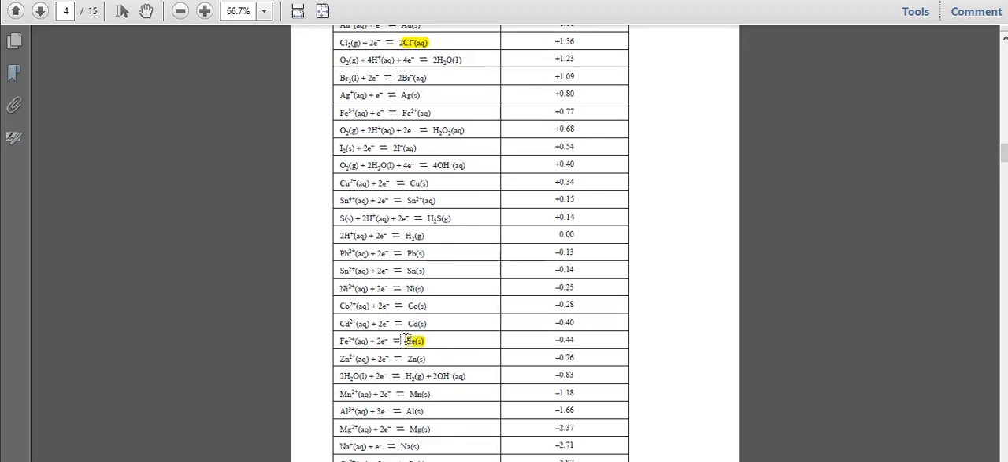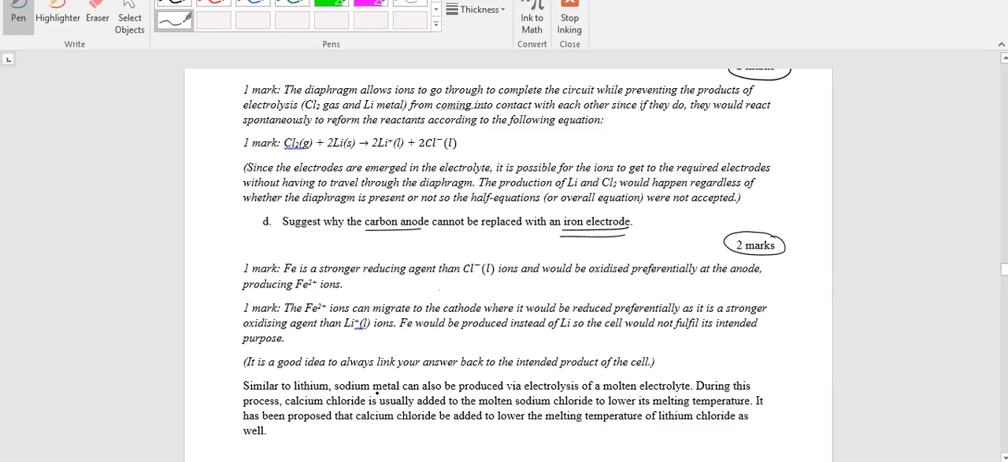I think a lot of people get the first mark for pointing out the fact that iron is a stronger reducing agent than chloride ion. So if you use iron as the anode, it is going to be oxidized into Fe2+ ions. So that's the first mark for saying that Fe is a stronger reducing agent than chloride ions and would be oxidized preferentially at the anode, producing Fe2+ ions.